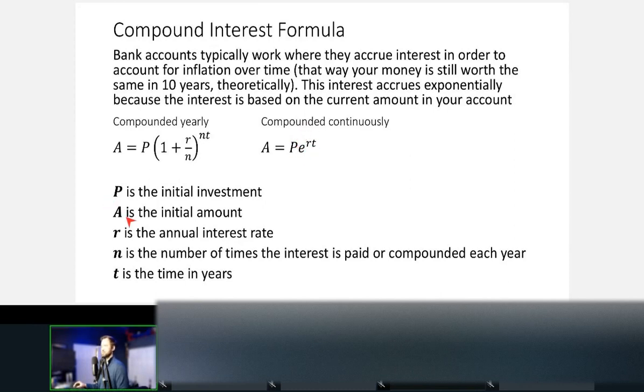P is the initial investment. A is the amount after given time. R is the annual interest rate, converted into a decimal, of course, just like on the previous two formulas for growth and decay. N is the number of times that you are compounded each year. And then T is the time in years. That's important.